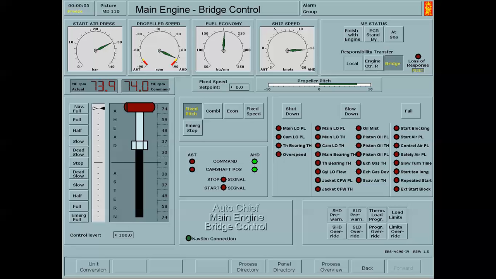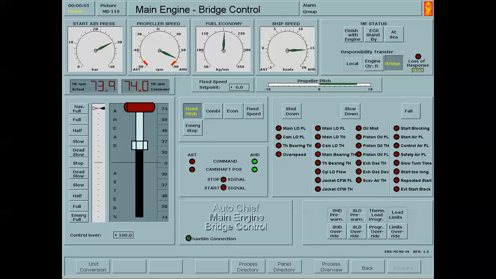Right, this is the Kongsberg faceplate for the bridge control. Some of the things that I want you to think about: on this faceplate, you'll see that there are a slow down and a shutdown. Slow downs are alarms that would cause the engine to reduce from sea speed to a maneuvering speed. It's usually like full ahead if there was an alarm that was present.